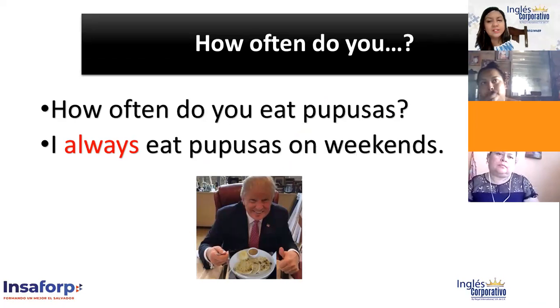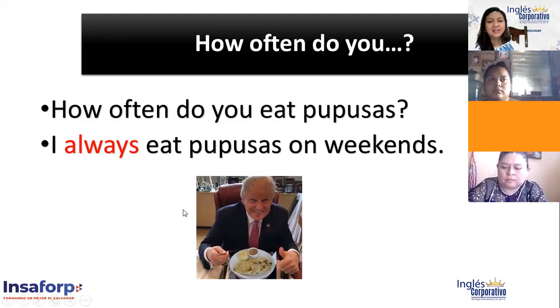To ask a question about the frequency of activities, we use the question, how often? Then we say, how often do you eat pupusas? How often do you eat pupusas? Oh, I always eat pupusas on weekends. Or you can say, I eat pupusas twice a week. Twice a week.